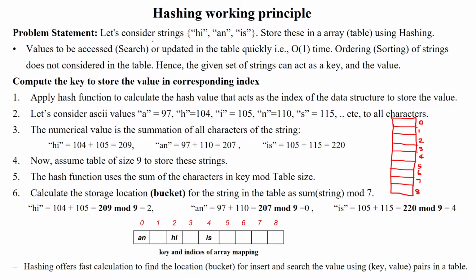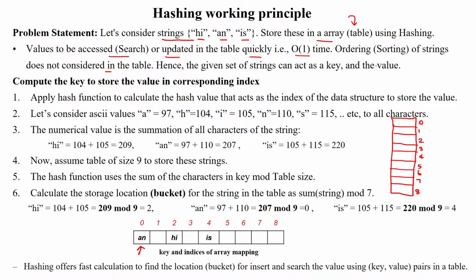Here, the problem statement is: given the strings hi, and, is, to be stored in an array, that means a hash table, using the hashing process. Values are to be inserted into the hash table and accessed by searching the data, or updated, quickly, that is in the order of one time. So the ordering of the strings is not considered in the hash table. That means the data need not be stored alphabetically.